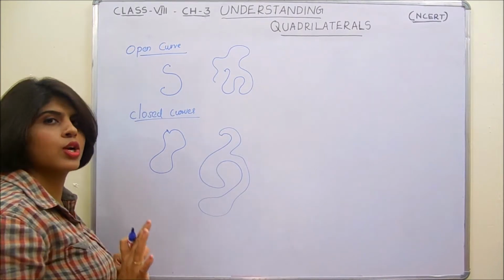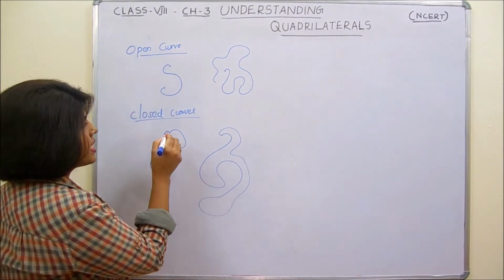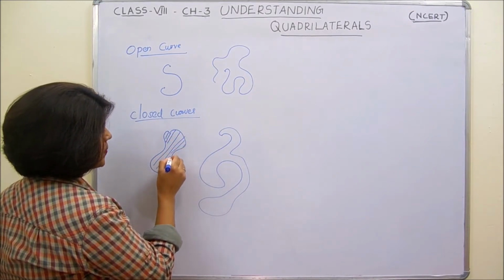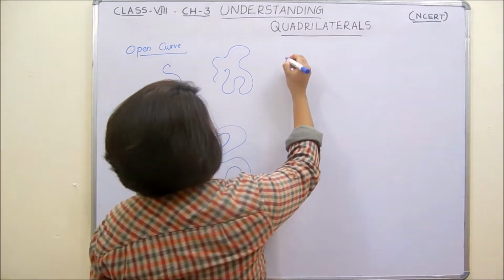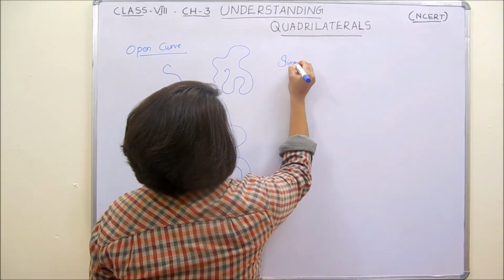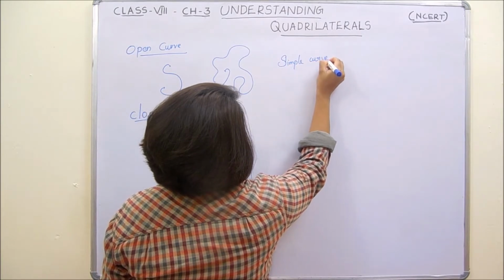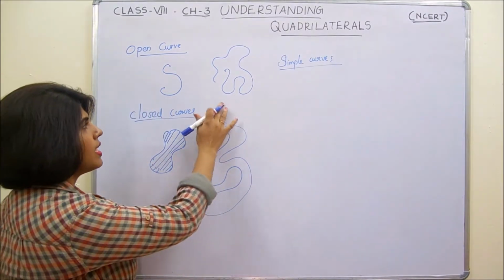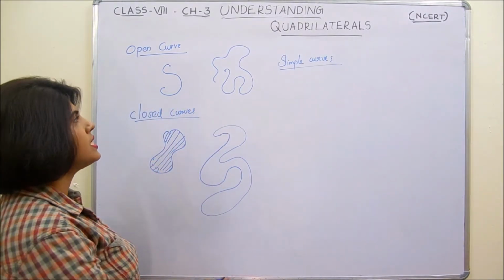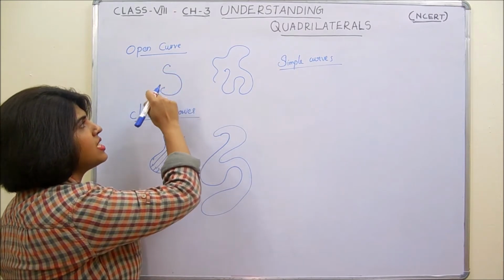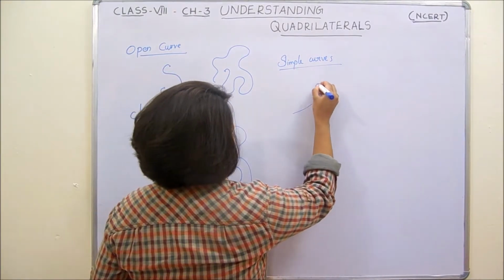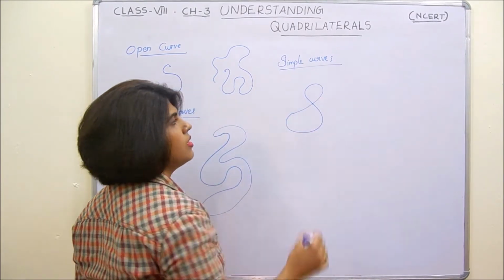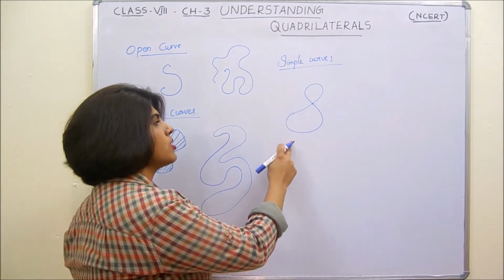These are examples of closed curve. And moreover, this encloses some area. Right? Now what are simple curves? Simple curves are the curves which do not intersect itself at any point. These are all examples of simple curve. Here you can see that these curves are not intersecting itself. But in this curve you can see this curve is intersecting itself at one point. Right? So this is not a simple curve.